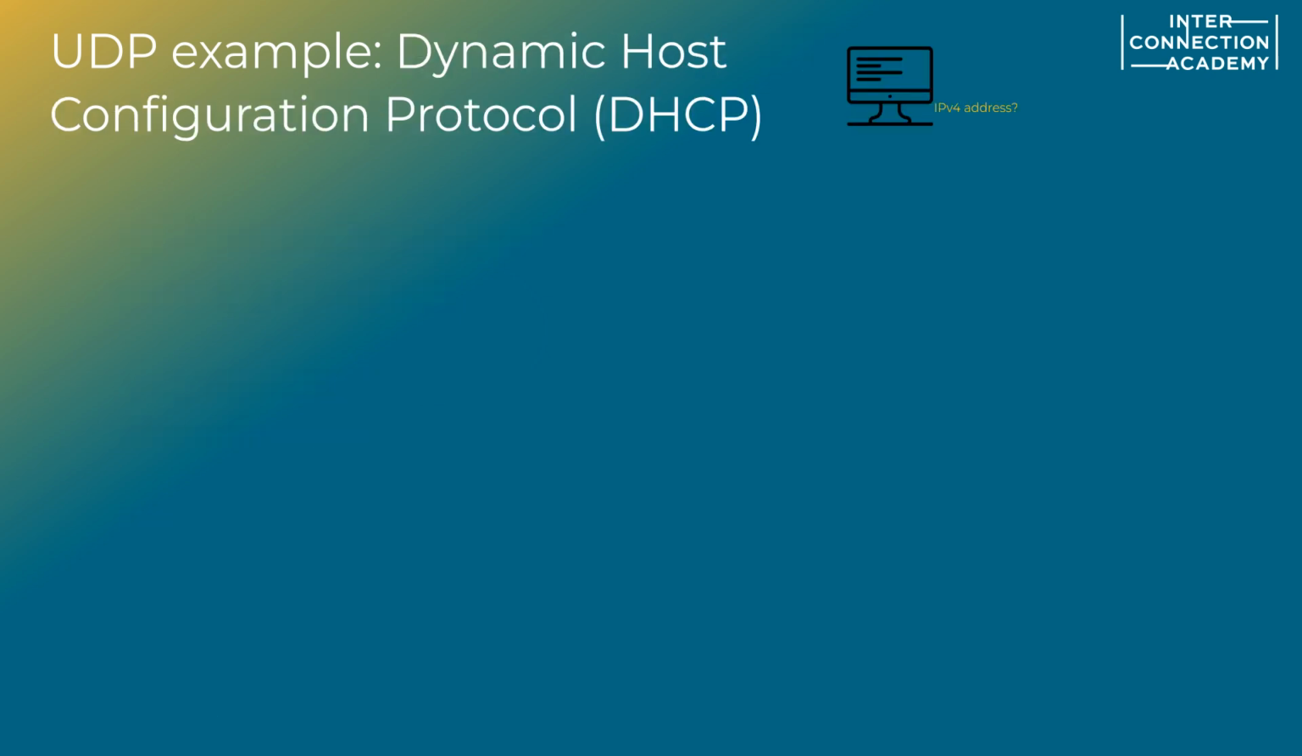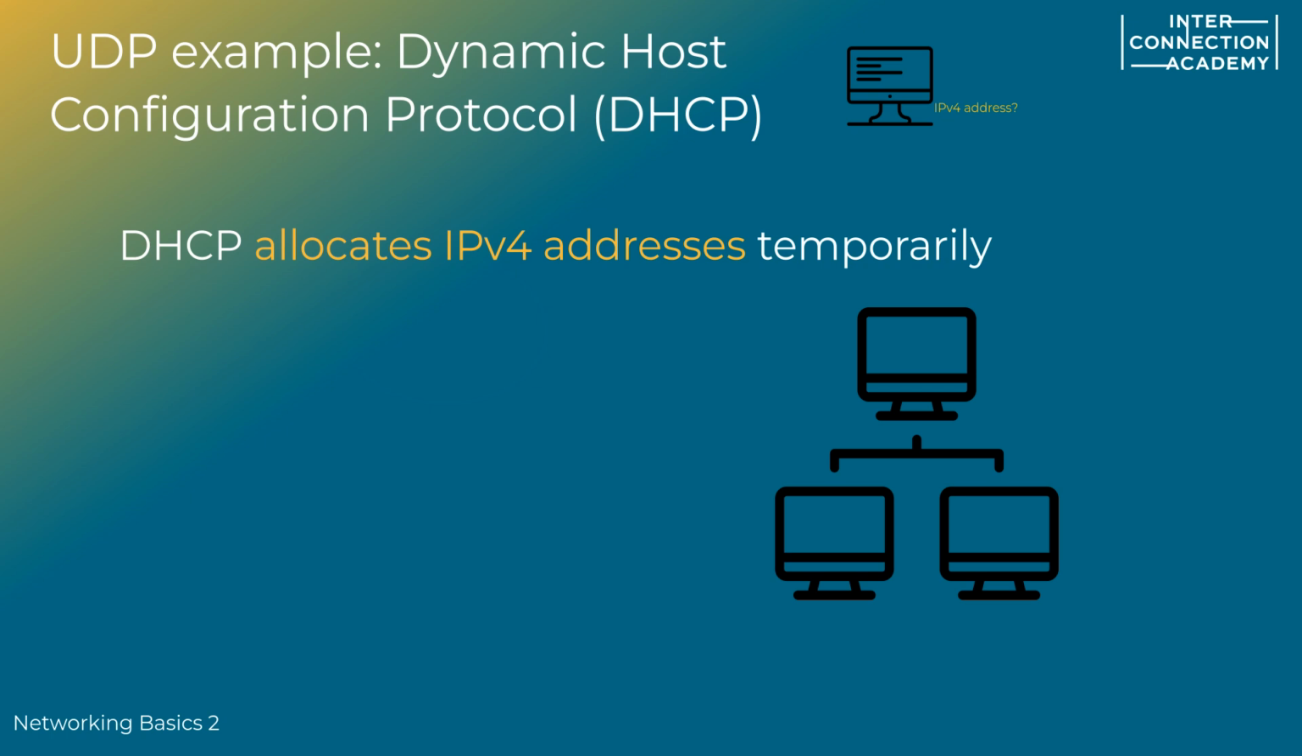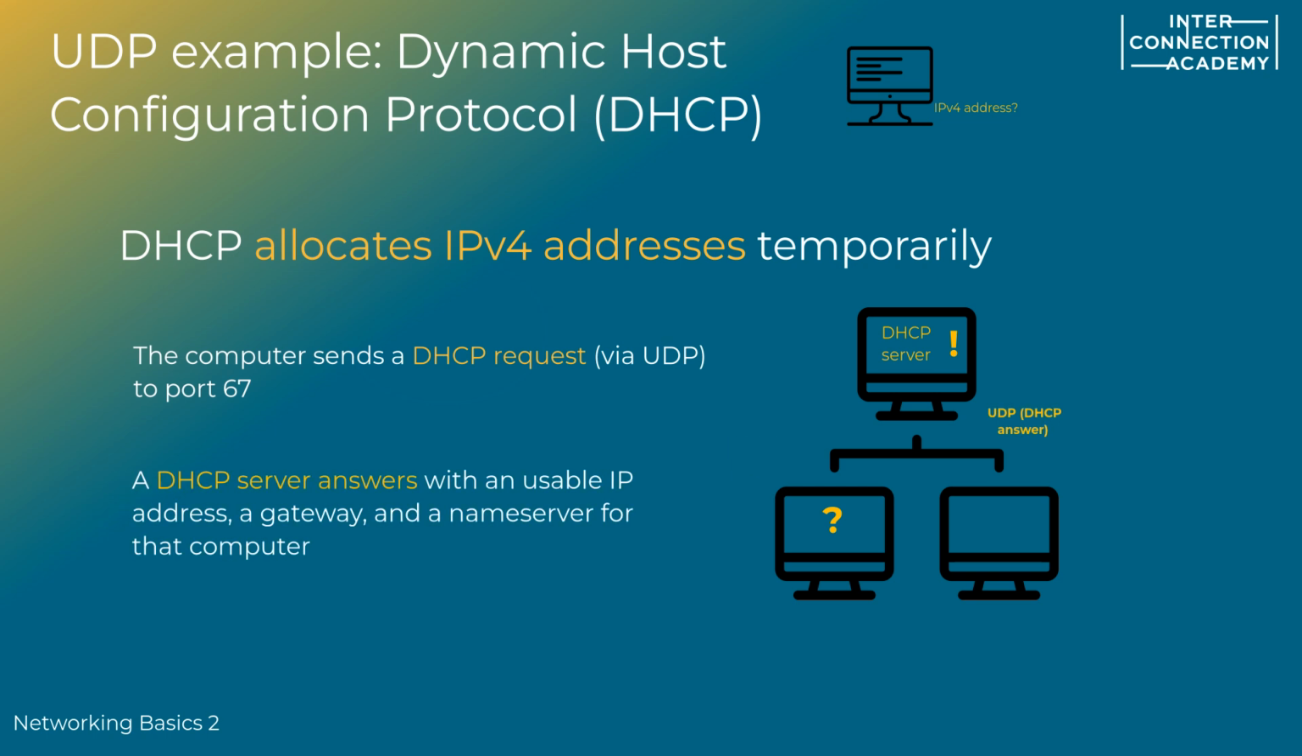Another example is DHCP, the Dynamic Host Configuration Protocol. It is widely used in IPv4 networks to allocate proper IPv4 addresses to computers temporarily. It works like this: your computer, once turned on, broadcasts a request for an IPv4 address. Then a server receives this UDP packet, and sends back a UDP packet and tells you the IP address and other parameters you can use to get connected.